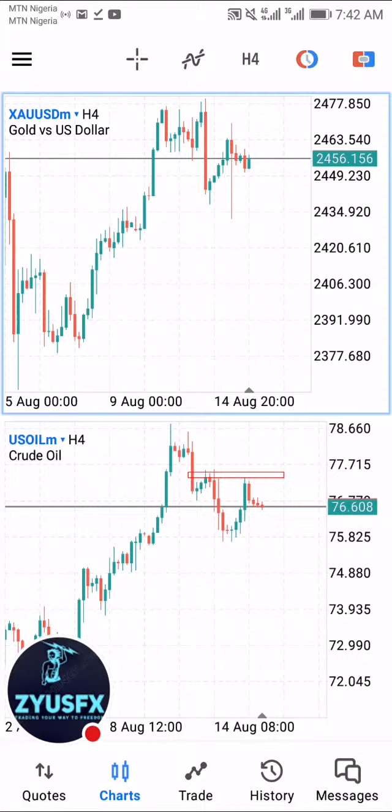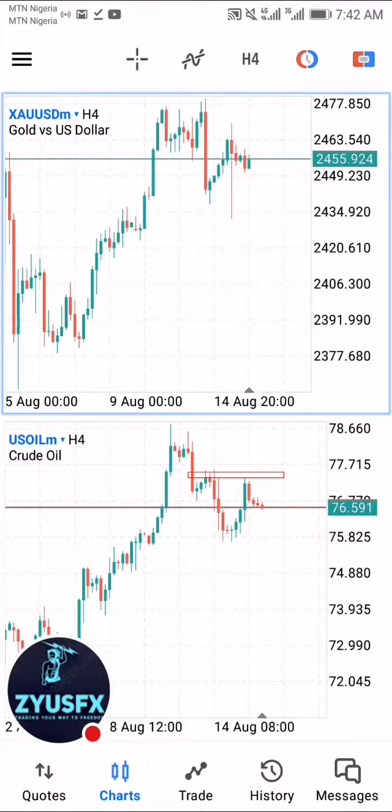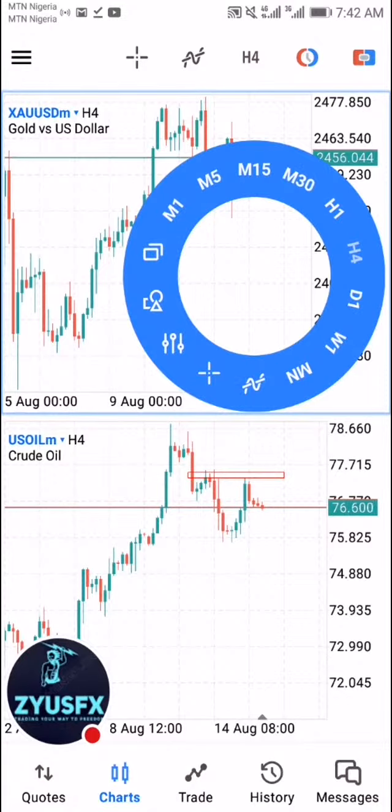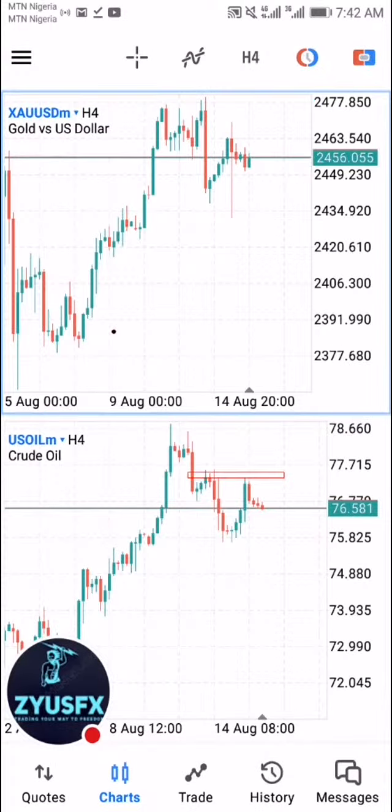We are currently on gold and US oil charts. And remember, the first thing you want to be doing is identifying your key levels. So we are going to mark out our key level first. And what do we identify as our key level?